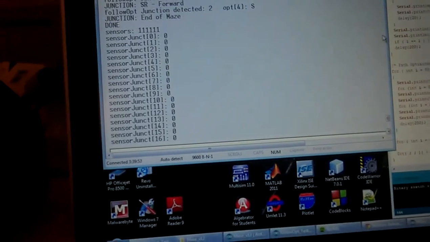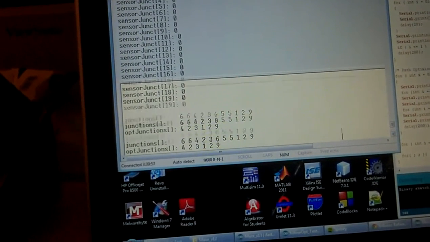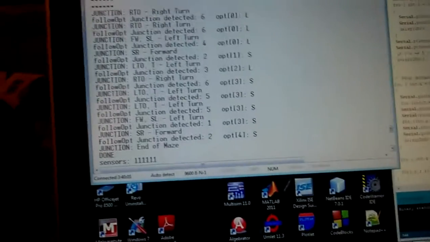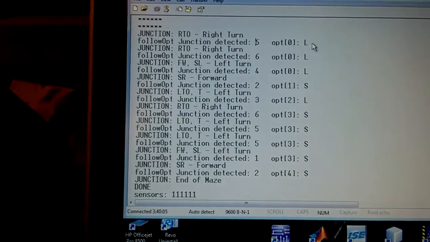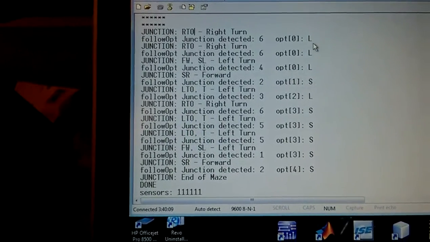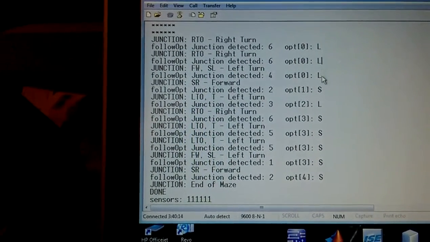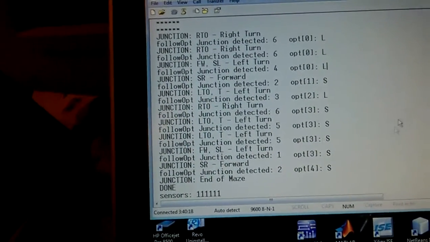Also, over here, before we get to that part, the robot at the top was printing on the screen what direction it took. For each junction, it's printing what type of junction it encountered, and the optimized path option that it had on there. So on there, it shows us what it was supposed to take. So the simulation was successful.